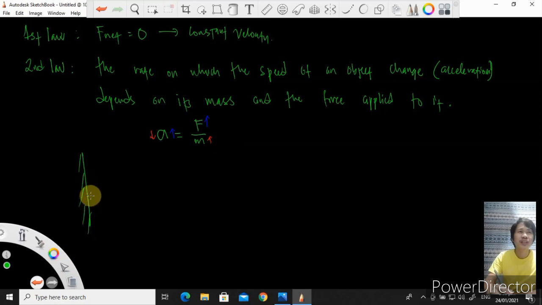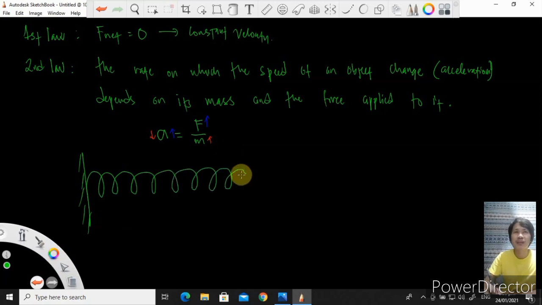So, say for example, I have a spring attached to a wall. Tapos, at the end of the spring, meron kang object M, object with a mass M. Okay? So, applyan mo tong force, yung mass mo. Okay? And then you suddenly release the mass M. After you pull it, you release it, and what will happen to the mass M? Syempre, it will accelerate in the opposite direction.